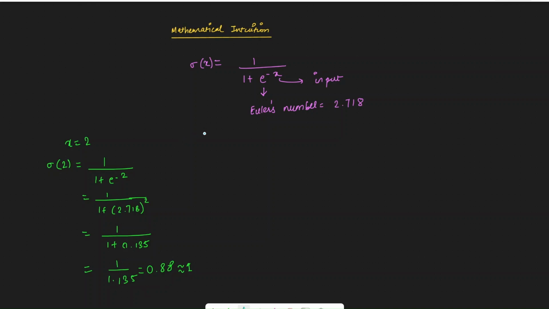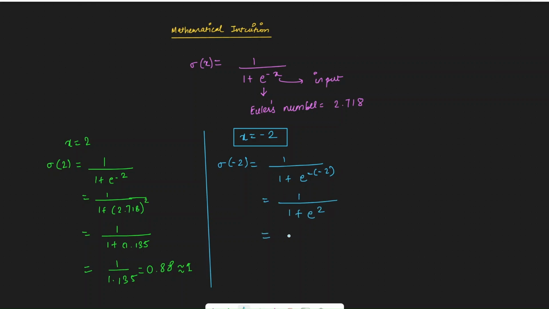Now let us take another value of x. This time I'm going to take it as a negative number. So x is equal to minus 2. For this, let us calculate sigma of minus 2, which is equal to 1 upon 1 plus e to the power minus of minus 2, that is equal to 1 upon 1 plus e to the power 2. I'm going to plug in the value of e, 1 upon 1 plus 2.718 to the power 2, which is equal to 1 upon 1 plus 7.389, which is equal to 1 upon 8.389, which comes down to 0.11. That is, this is close to 0.